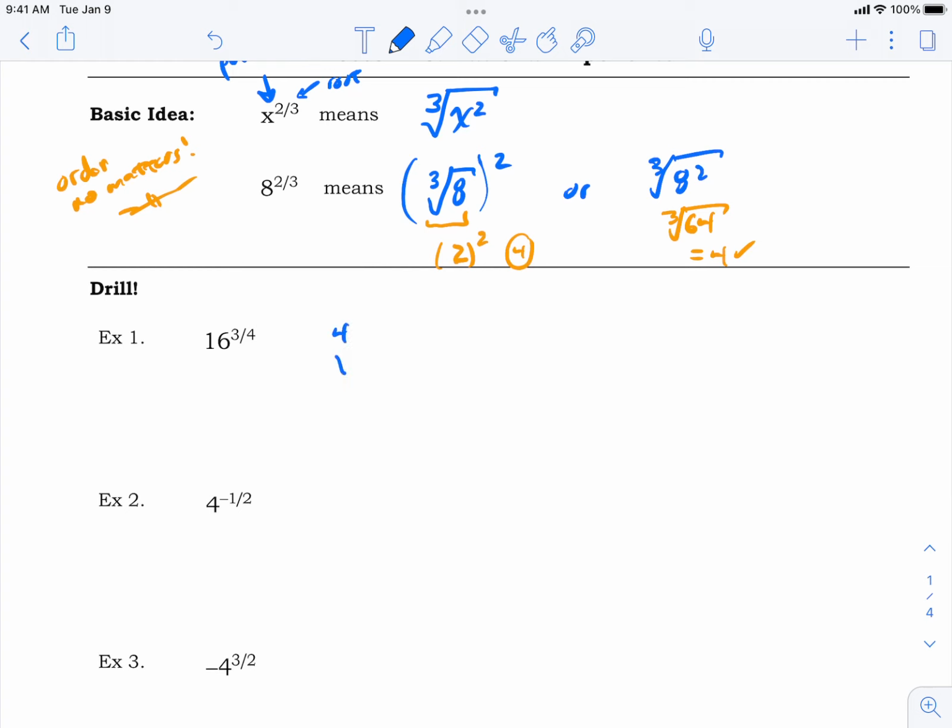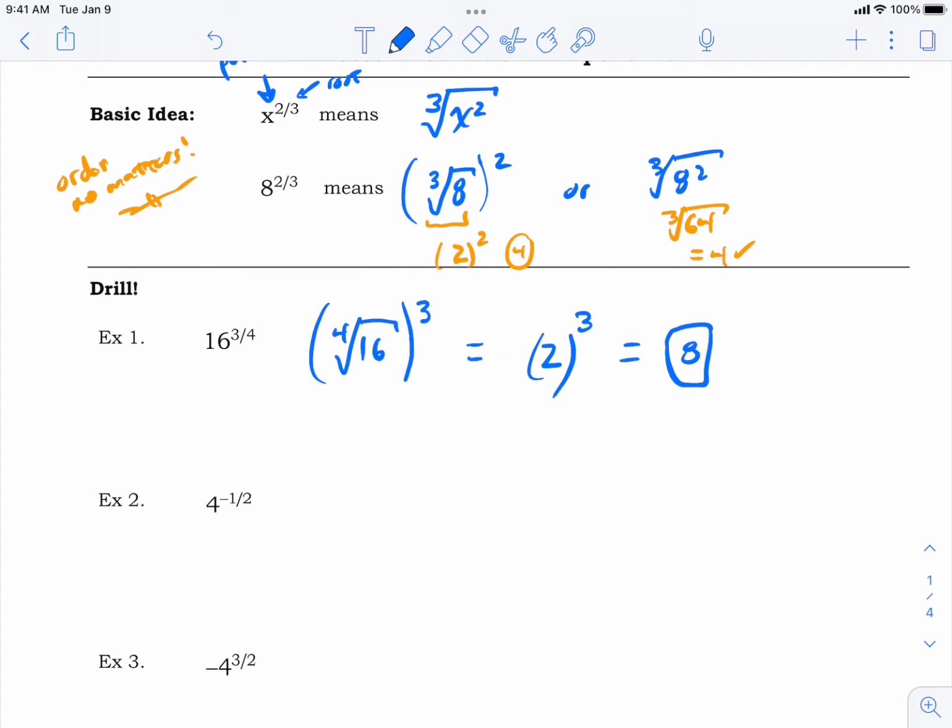I would do this way. I would say, I wonder if I can take the 4th root of 16. If I can, I will, and then I'll have to cube it. So there's the power of 3 right there, and then there's the root of 4 right there. Now the 4th root of 16, it turns out, does come out even. It comes out to a 2. 2 times 2 times 2 times 2 is 16, and so I've got 2 cubed, which means I've got 8.